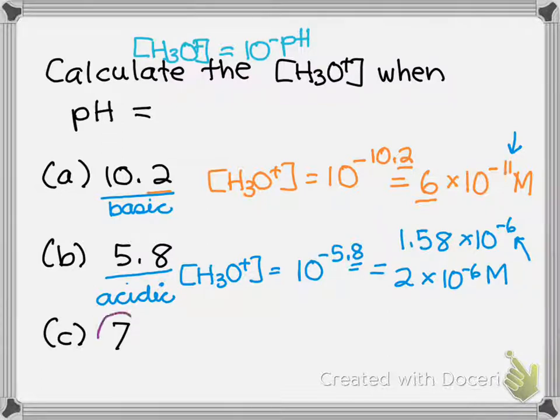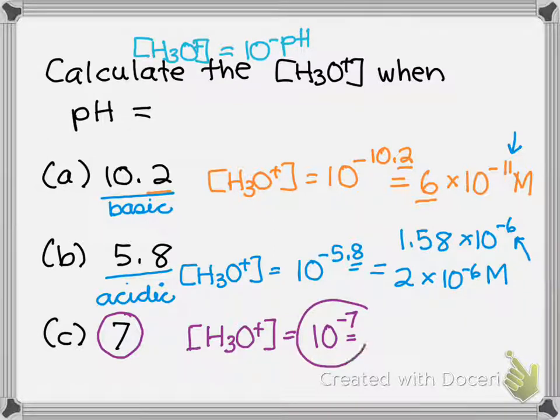And finally, this last one, when it's a whole number, you do not need to enter it in. It would just be 10 to the negative 7. As long as it's a whole number, that would be a fine answer. And this is actually a neutral solution.